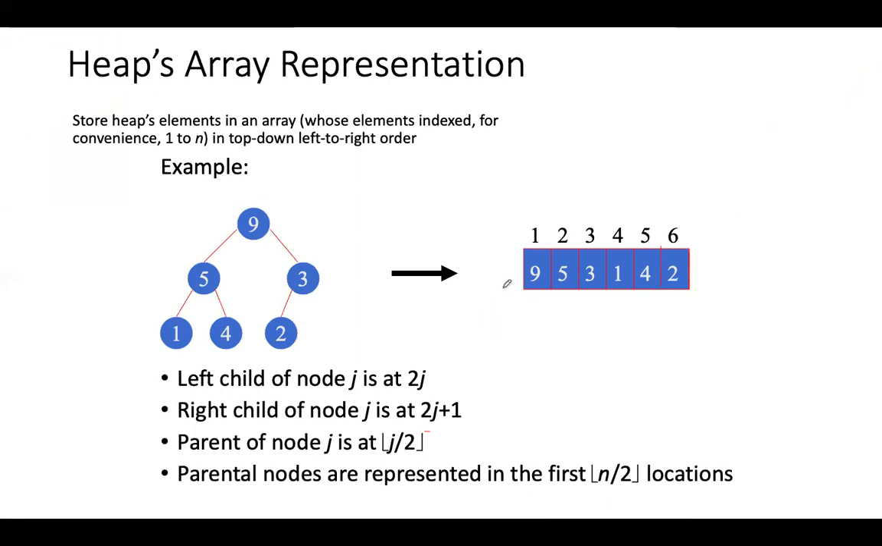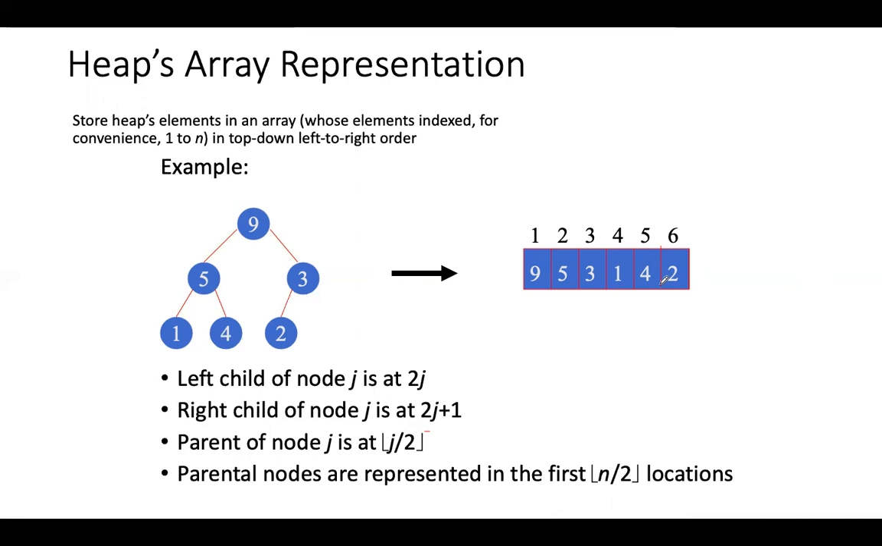So this heap we have represented here: 9, 5, 3, 1, 4, 2. Okay, 9, 5, 3, 1, 4, 2. So it's represented in an array, and for our understanding, the index has started with 1: 1, 2, 3, 4, 5, 6. 6 elements are there. So these are present at these 6 locations in the array.